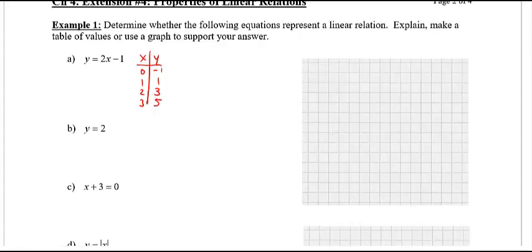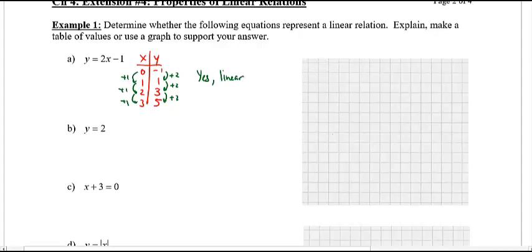Notice here, as I increase by 1 in the x, the y seems to be increasing by 2 every single time. So what do you think? Yeah, I definitely think so. Yes, this is linear. Okay.